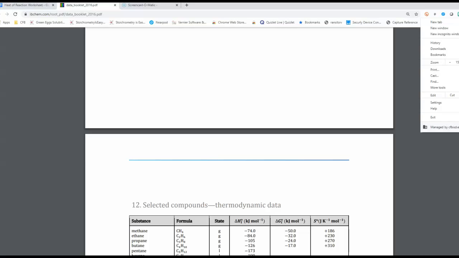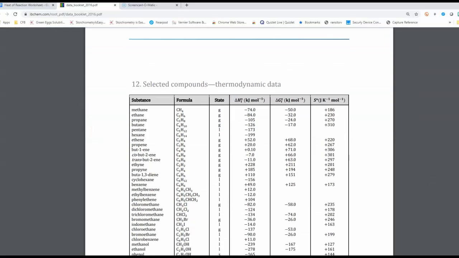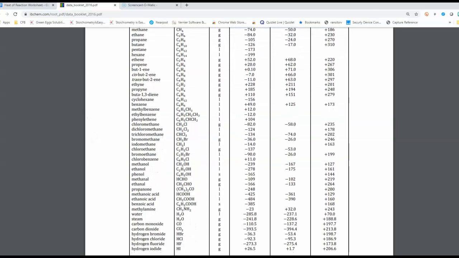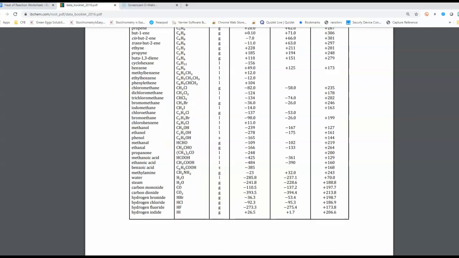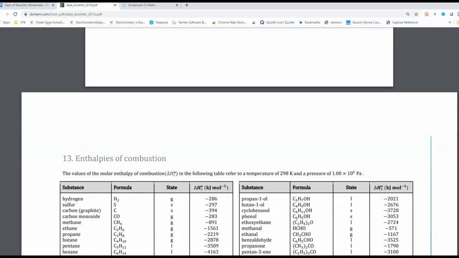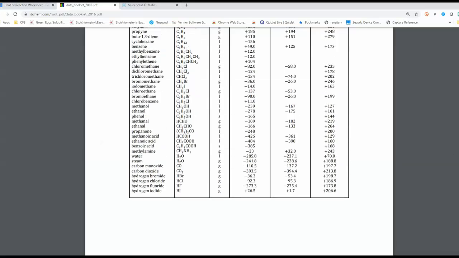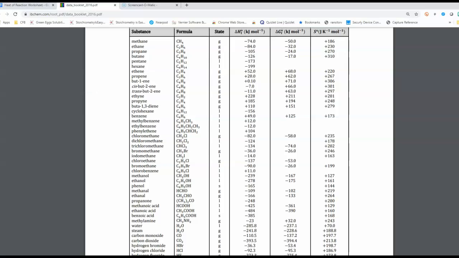So we're going to get this bigger so we can see it. So here we go. Let's take a look here. Looking down here, I'm not sure about the data booklet. I do see steam, I do see carbon monoxide, but I don't see nitrogen monoxide, enthalpies of combustion. That's not going to be what we need there. So it doesn't look like our data booklet is going to be very useful in this format.